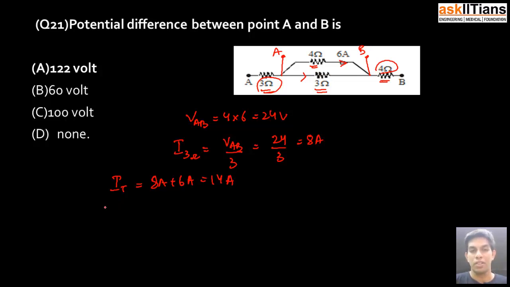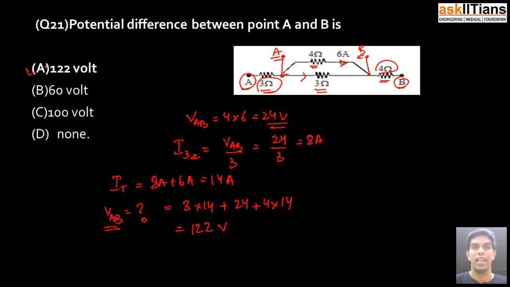So potential difference across, let's say, point AB, that is, now my point of interest is this A and this B. Initially we used A and B for these 2 points, but in the question A and B are these 2. So right now we are dealing with this VAB, that's what's being asked. So VAB is equal to 3 into 14 plus 24 volt as we found out over here, plus 4 into 14, which comes out to be 122 volt. So A is my correct answer.